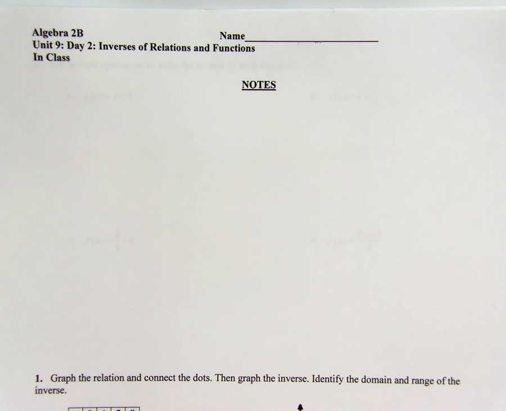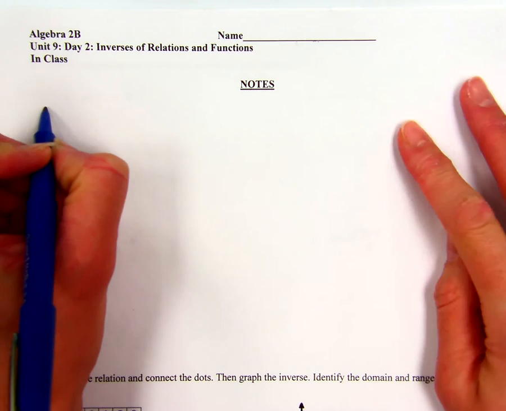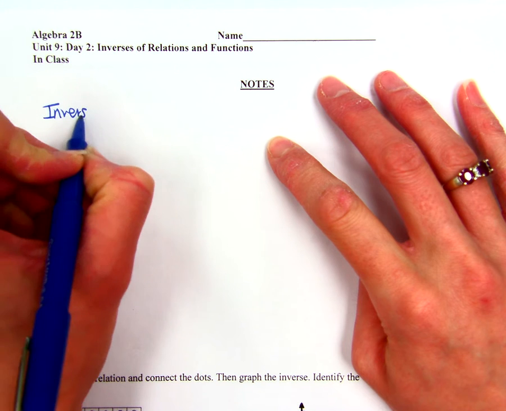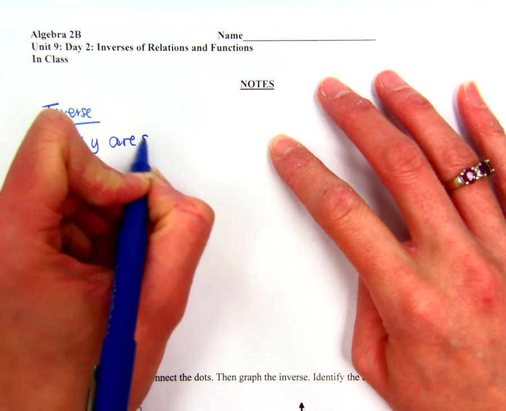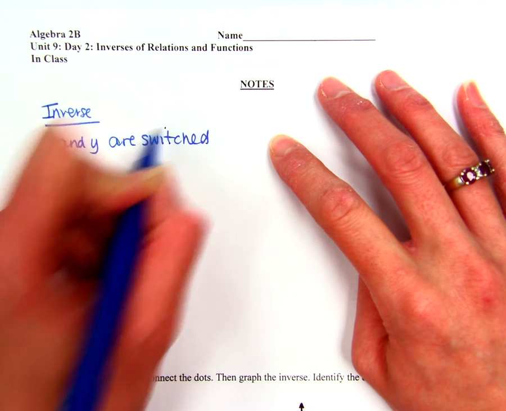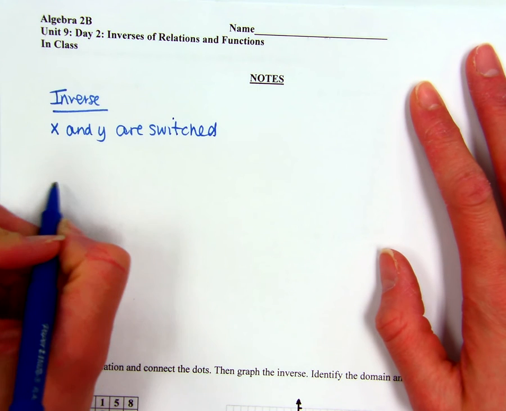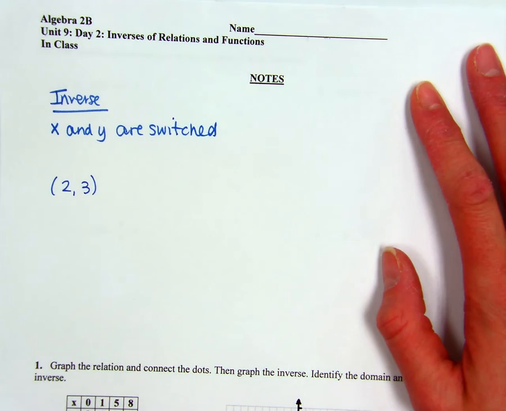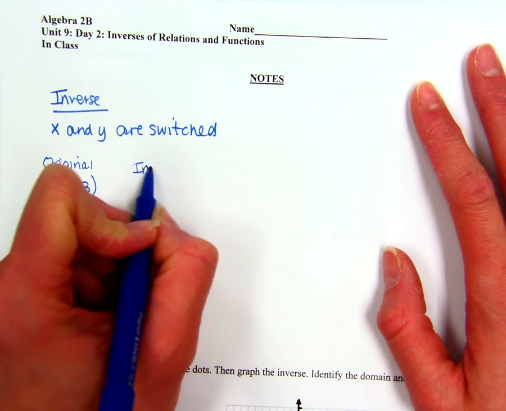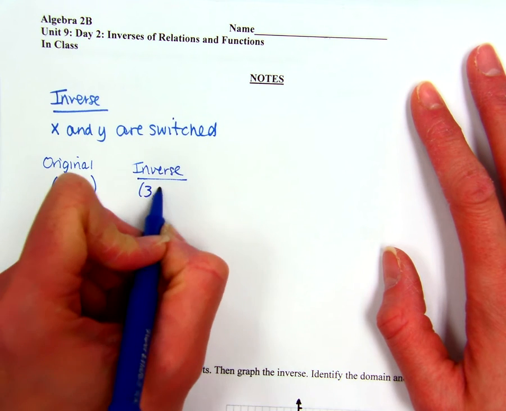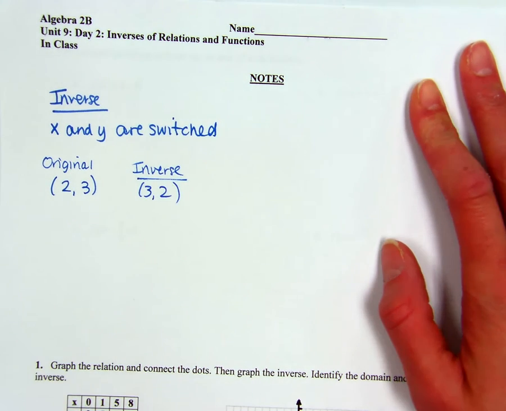Alright, so today we're going to continue talking about inverses of functions, and the main thing you need to know about an inverse function is that the x and y are switched. So, for example, if I wanted the inverse of just an ordered pair, and my original point was 2, 3, then the inverse would be 3, 2. I would just take the x and y coordinates and switch them.